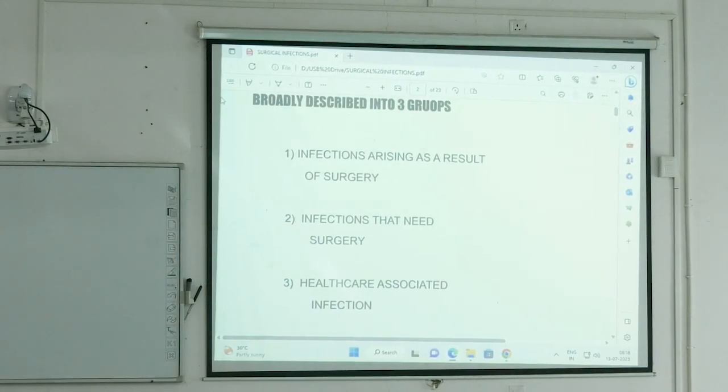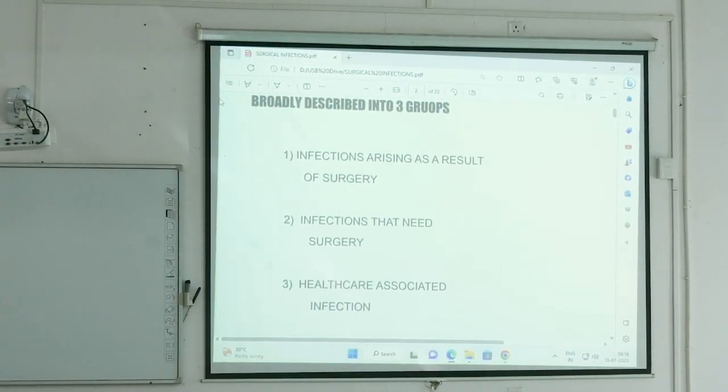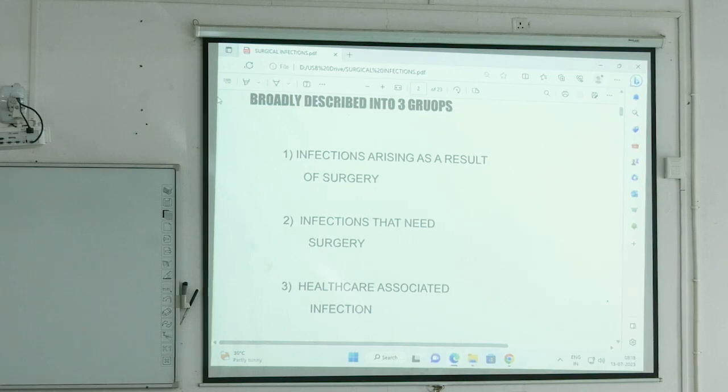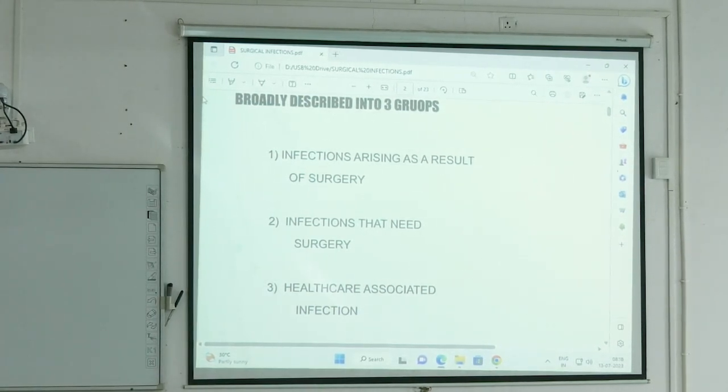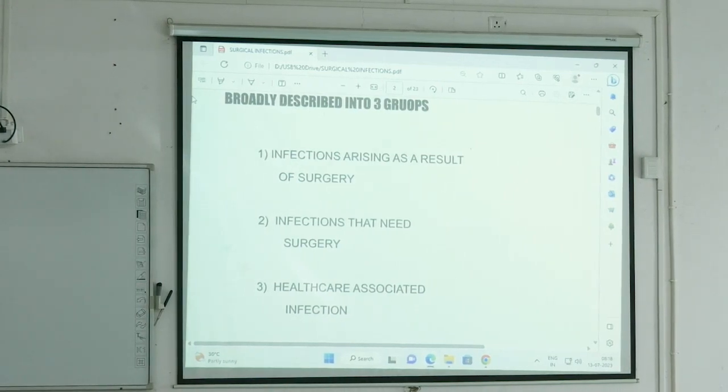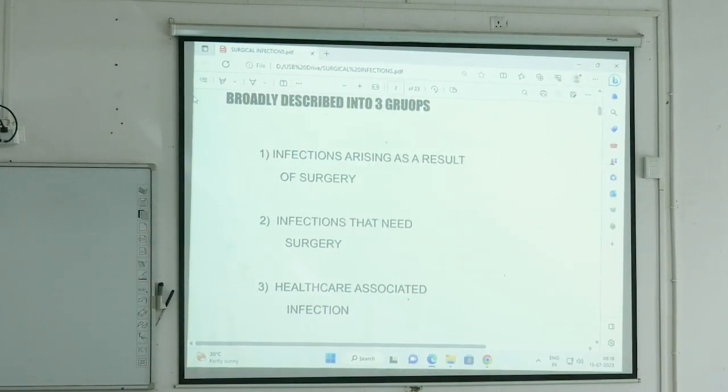Okay. Basically, we as surgeons encounter three types of infections. Number one is infections arising as a result of surgery. Number two is infections that need surgery. And number three is healthcare associated infections. These rarely need surgery, but we often have to treat them. Okay? Now let us come one by one to all of this.